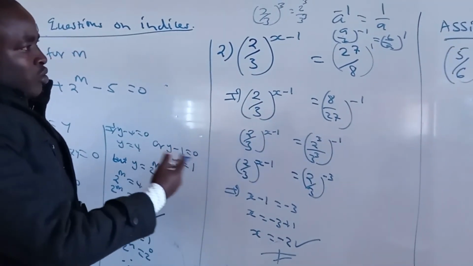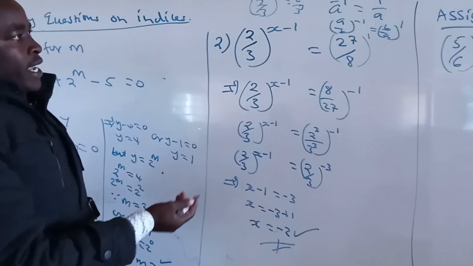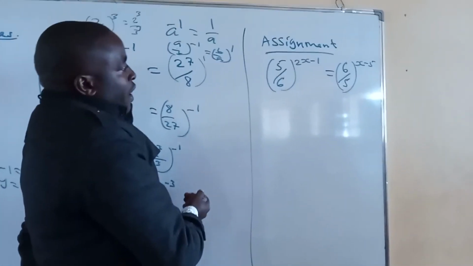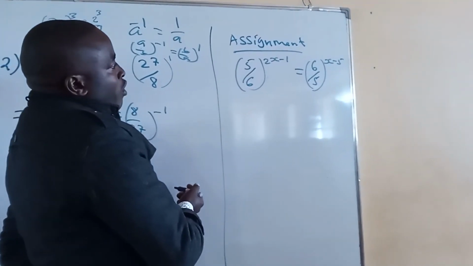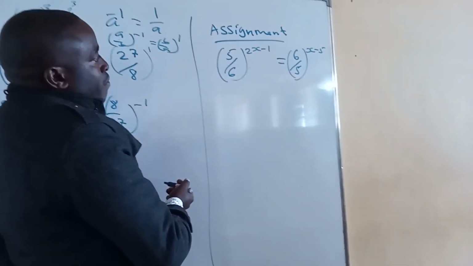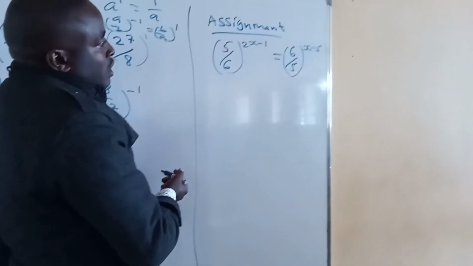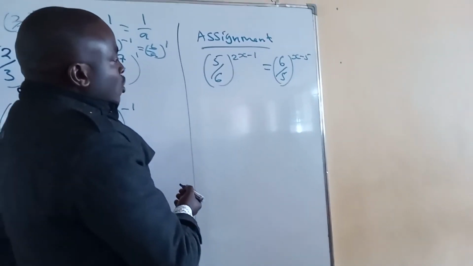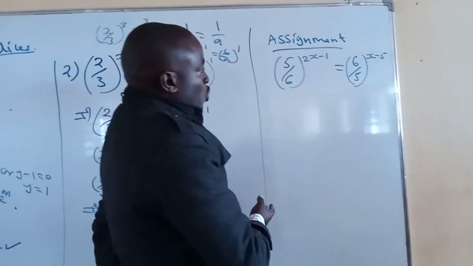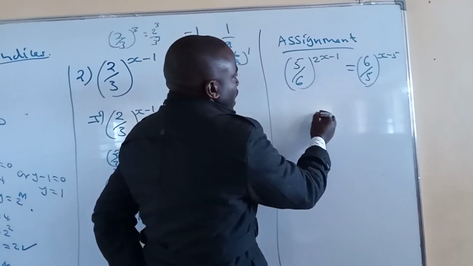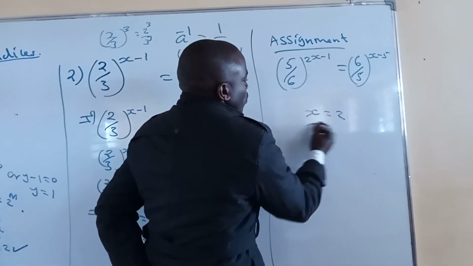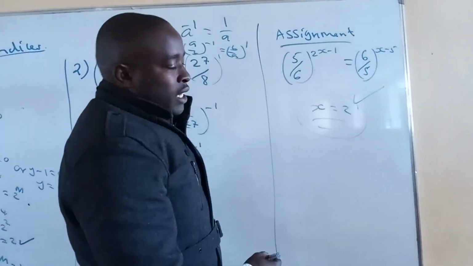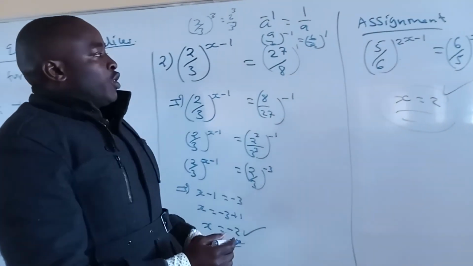From using the 2, now I can give as an assignment a question here that 5 over 6 power of 2x minus 1 equals to 6 over 5 power of x minus 5. Can you do it using the principles that I've shown here, and make sure you find the value of x to be equal to 2. If you find the value of x to be equal to 2, then you'll be correct.